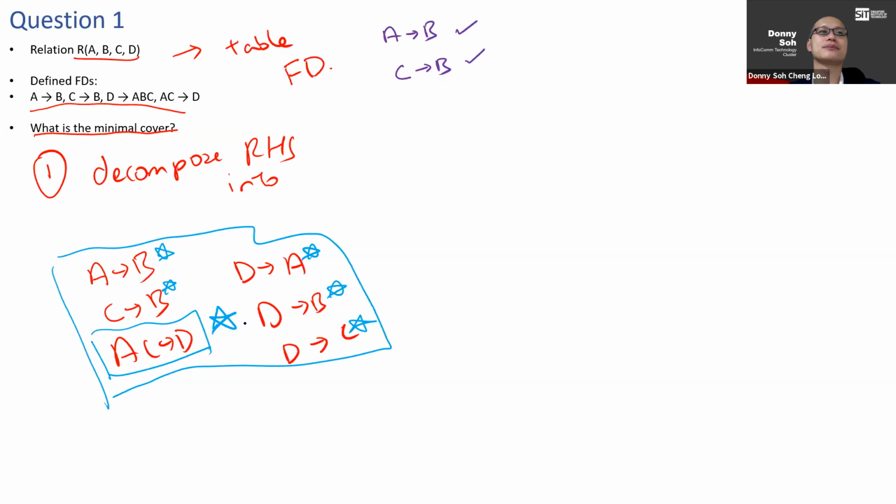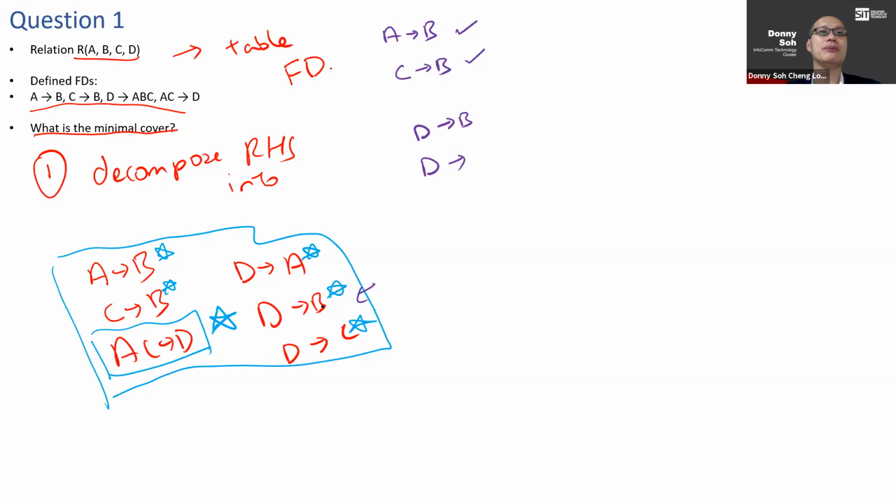Okay. So maybe let's try to do one that maybe it's not required. So let's look at D imply B. For D imply B, we will do the closure based on all the rest of the functional dependencies. So we are going to check now if D imply B is required or not.